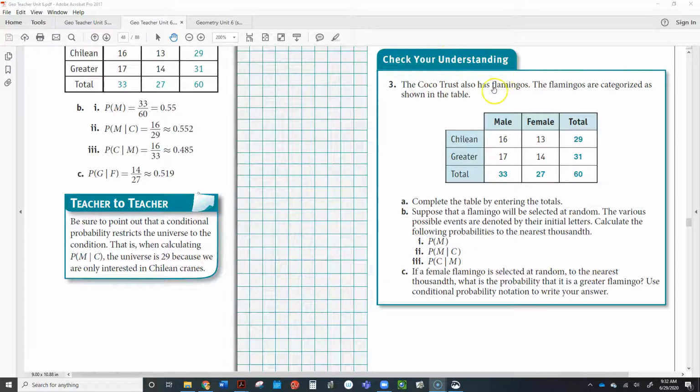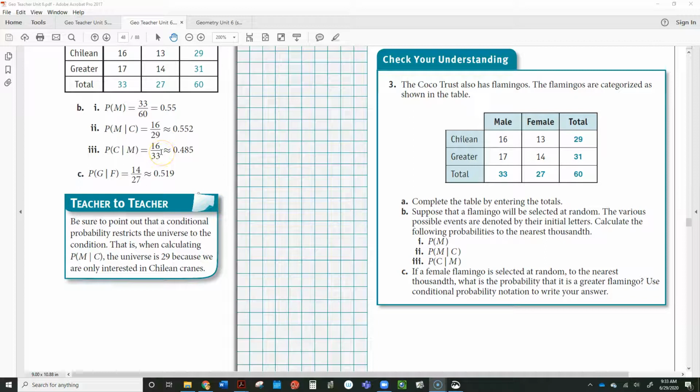Not only do we have cranes at this conservation place, but we also have flamingos. And there's two different kinds of flamingos. And of course, there's two different genders. So you can see the totals on the table. The probability of picking a male. Since they're not telling us which group we're picking from, it's the total group.